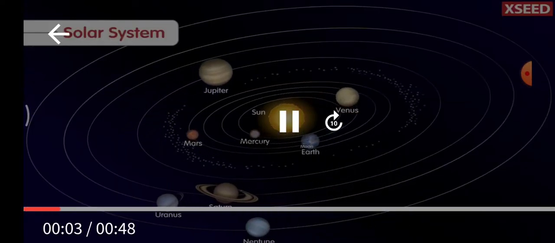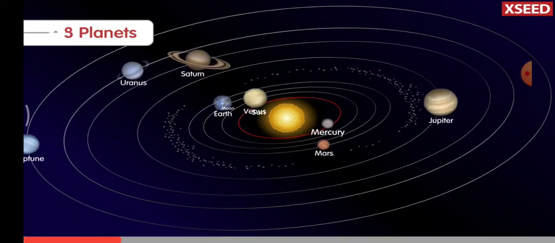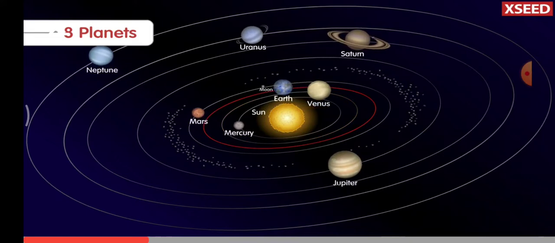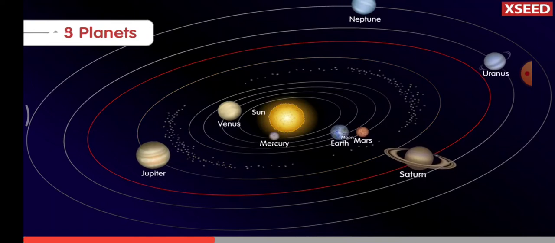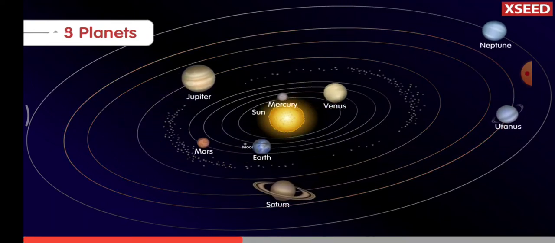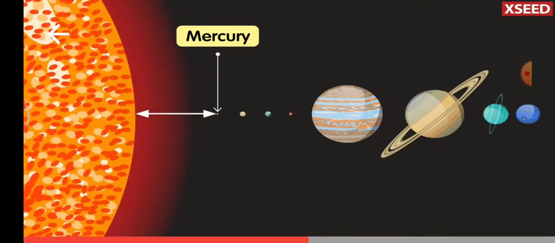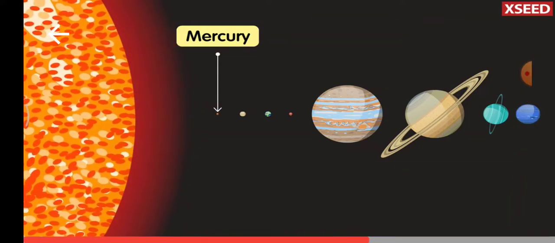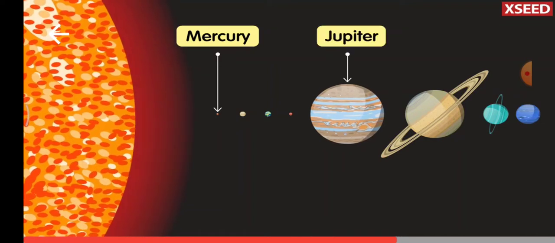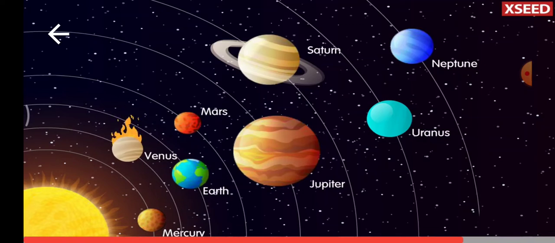Our solar system has the Sun and 8 planets. These are Mercury, Venus, Earth, Mars, Jupiter, Saturn, Uranus and Neptune. Mercury is nearest to the Sun and Neptune the farthest. Mercury is also the smallest planet and Jupiter the largest. Venus is the hottest planet and Uranus the coldest.